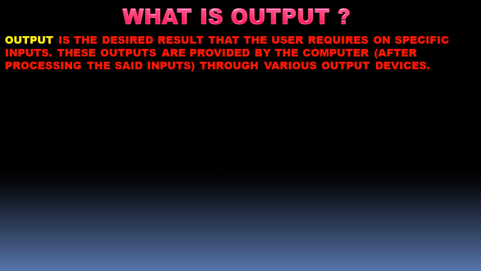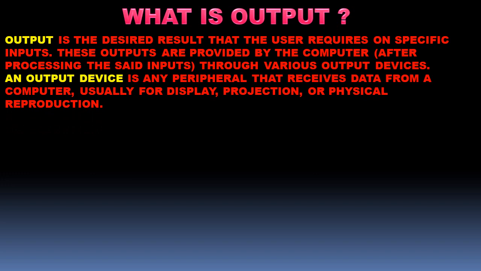Now, what is output? Output is a desired result that the user requires on specific inputs. These outputs are provided by the computer after processing the said inputs through various output devices. An output device is any peripheral that receives the data from a computer, usually for display, projection, or physical reproduction. The examples of the outputs are given over there.